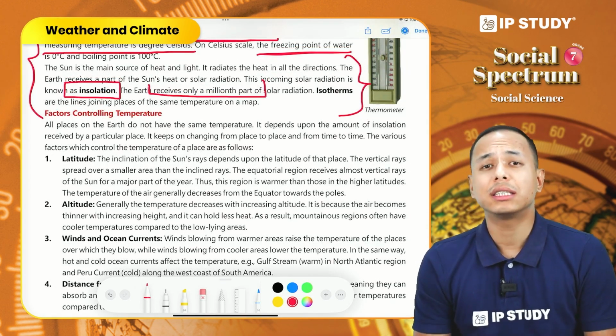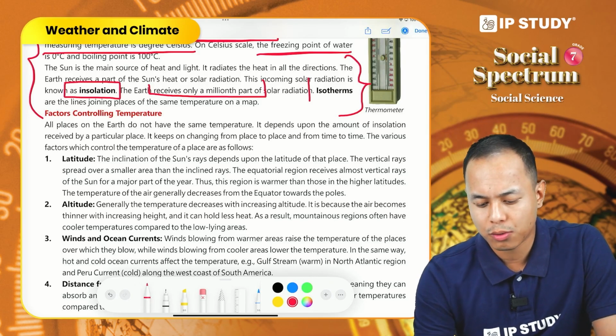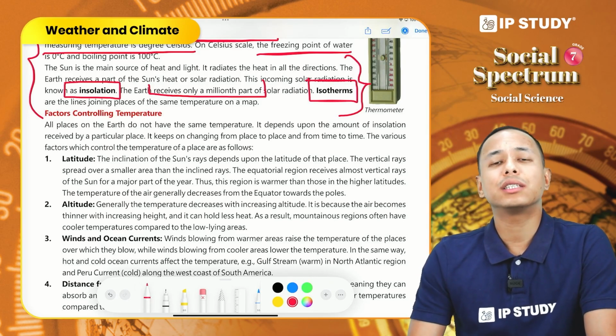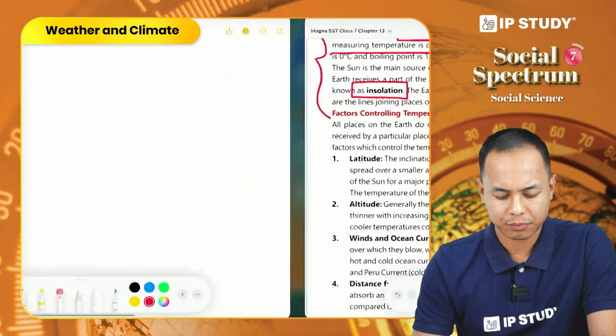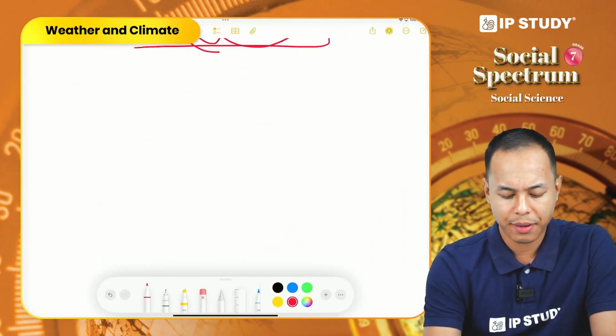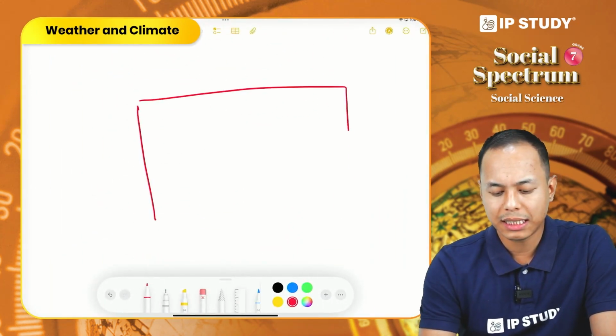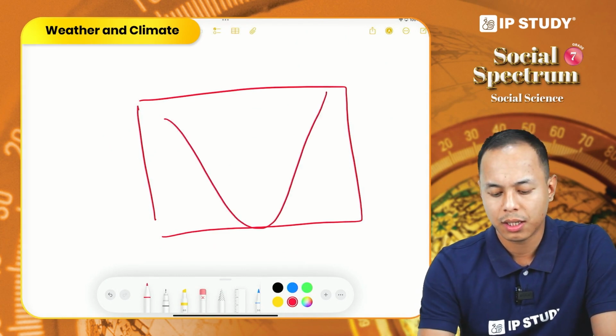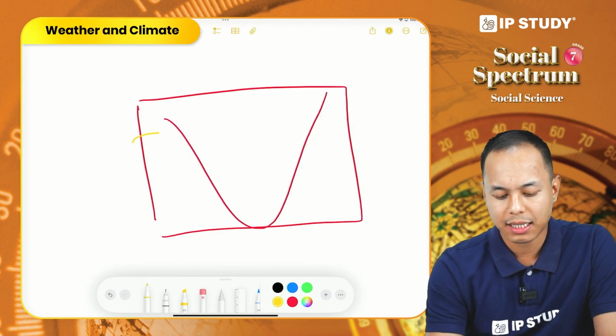Now let us discuss isotherms. What are isotherms? These are lines joining places with equal temperature. On a particular map, you will normally see different lines. If you see the climate or weather map of a particular region, you might see different lines like this.